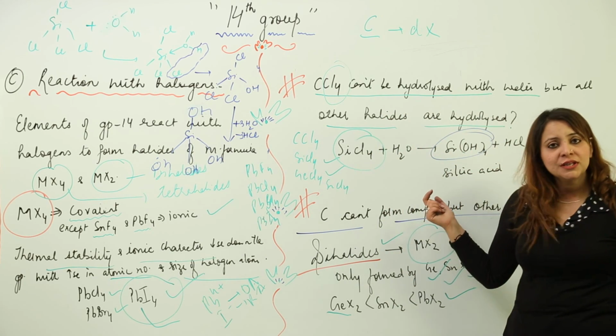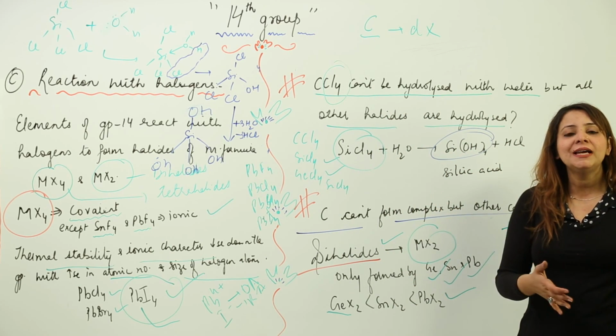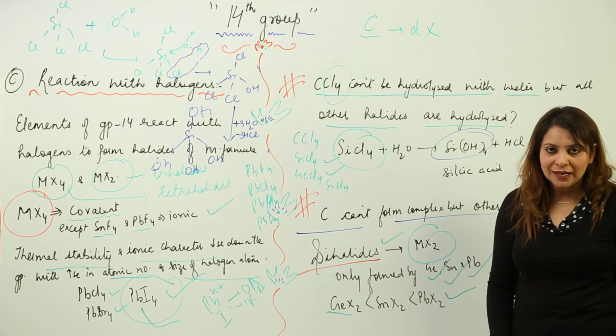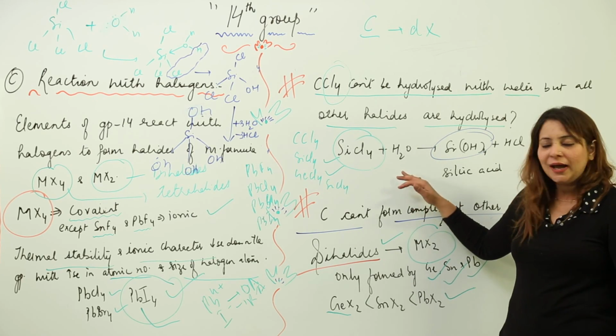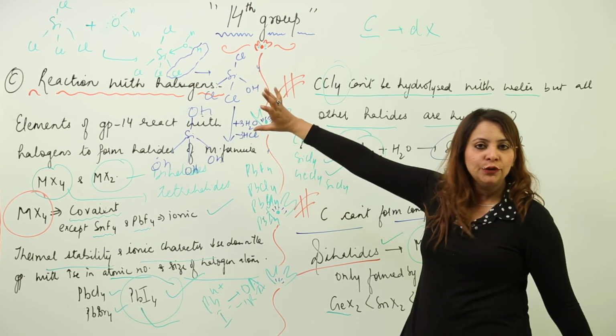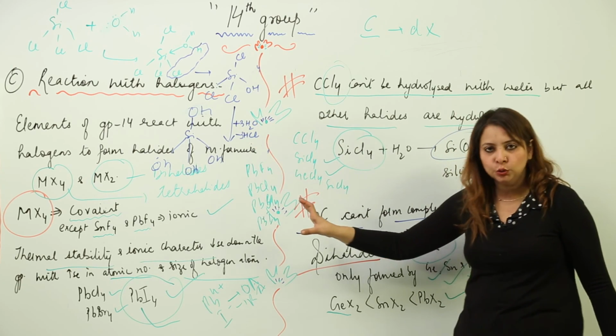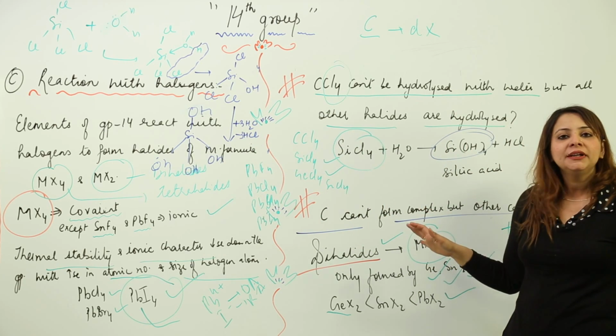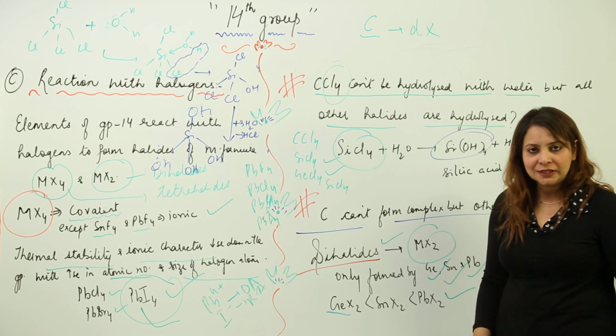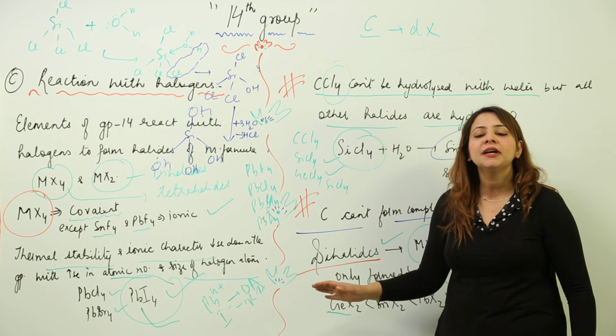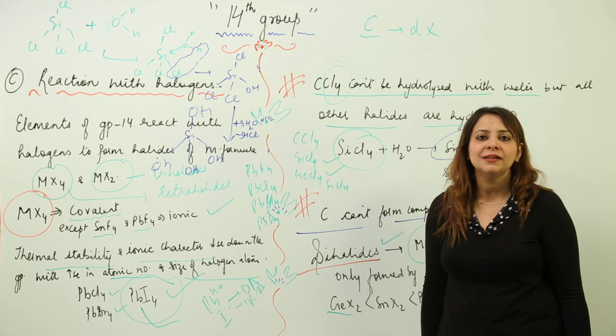And the important question: CCl4 cannot be hydrolyzed, but the rest of the halides can be hydrolyzed. You are aware of the reason why, and how you are going to show the hydrolysis, you also know that. And why carbon cannot form complexes, this also we have discussed. So this is all about the chemical properties of the carbon family.